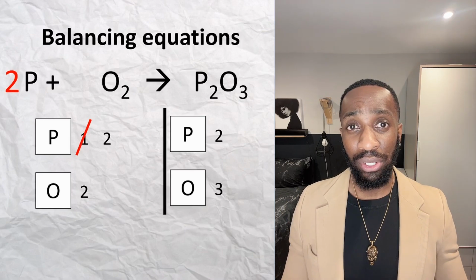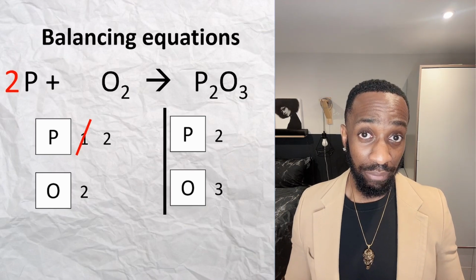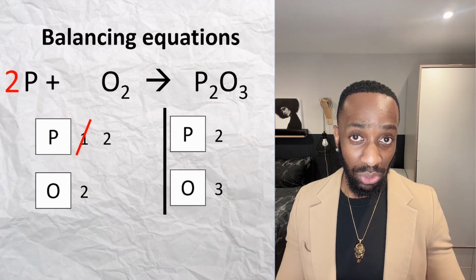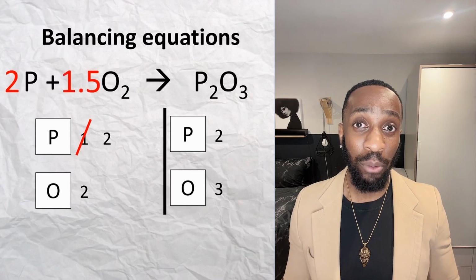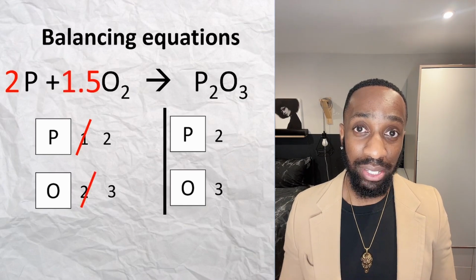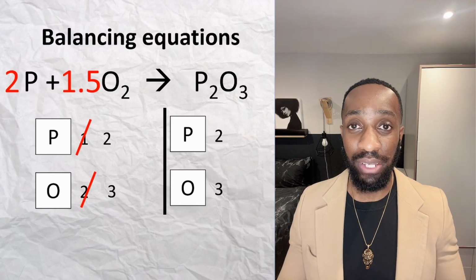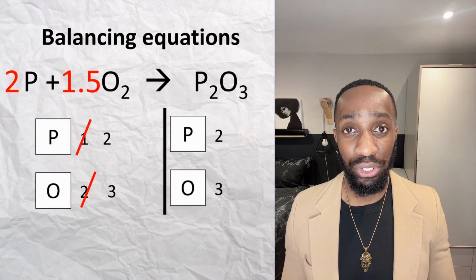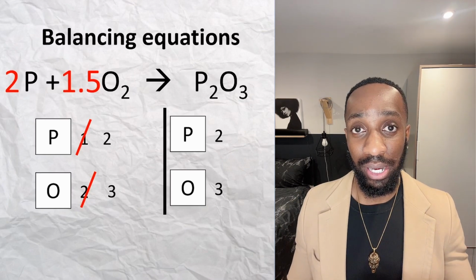And there are 2 things you could have done here. The simplest thing you could have done is to just times your oxygen molecule, which is 2 oxygens together, by 1.5 to give you 3 oxygens on the left-hand side as well. So that's what I've done here. I've times it by 1.5 molecules, which gives us 3 oxygen atoms on the left-hand side.